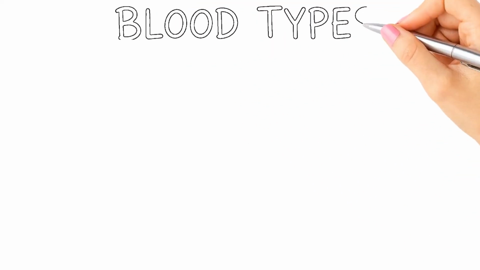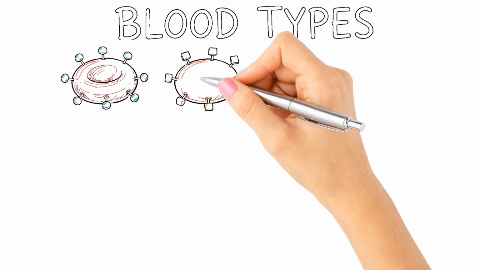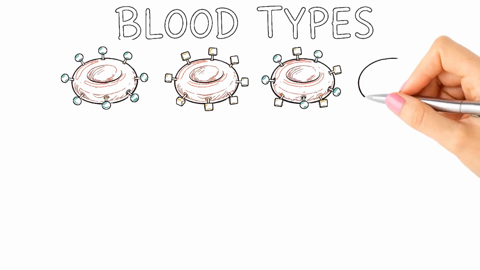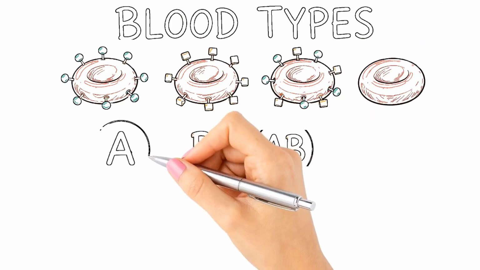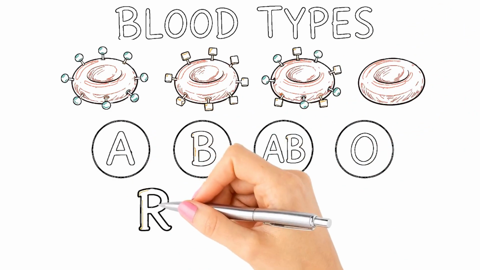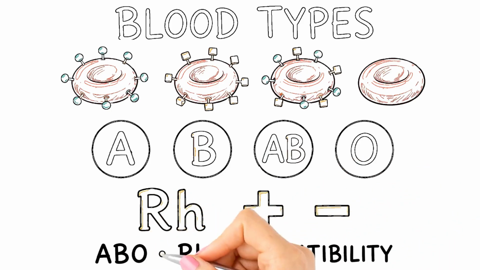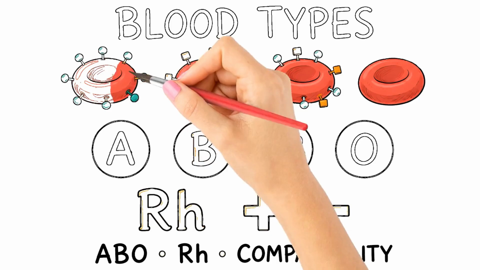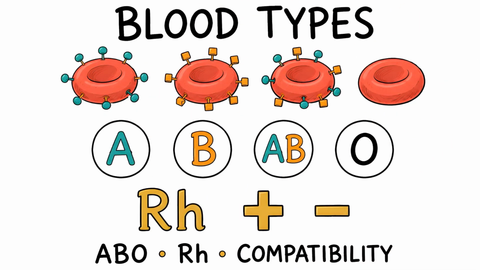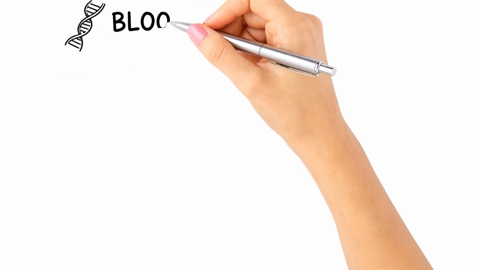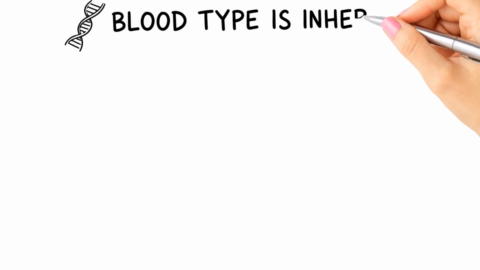Blood is not identical in every person. Blood type describes inherited markers found mainly on red blood cells. In this lesson, we will examine blood's components, the ABO and RH systems, and the principles of transfusion compatibility. Blood type is inherited from biological parents through genes.